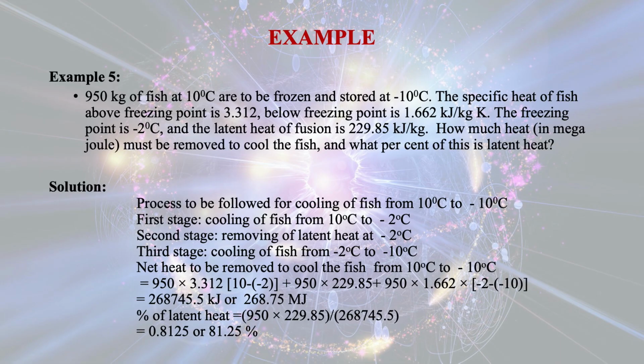But out of the 3 cooling parts, the second part is for the latent heat. So the percentage of latent heat will be 950 into 229 divided by the total heat of cooling, that is 268,745.5 kilojoule, and that comes out to be 81.25%.